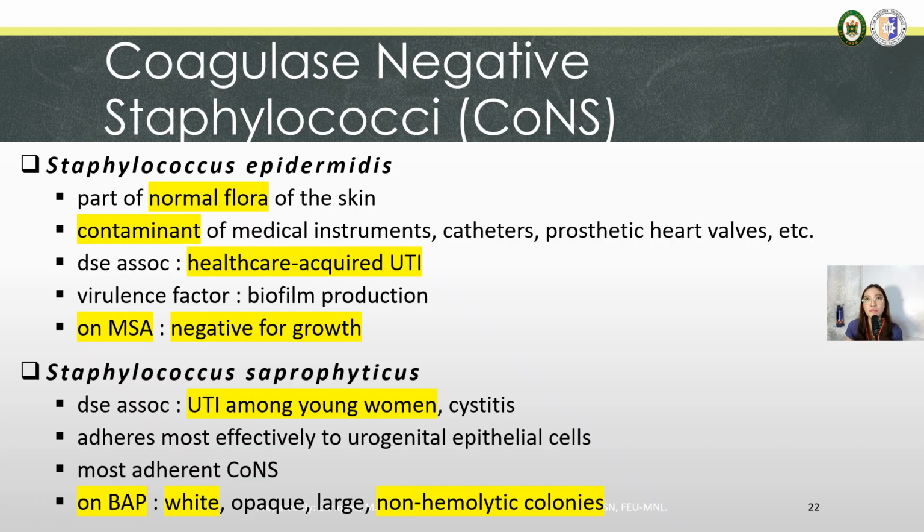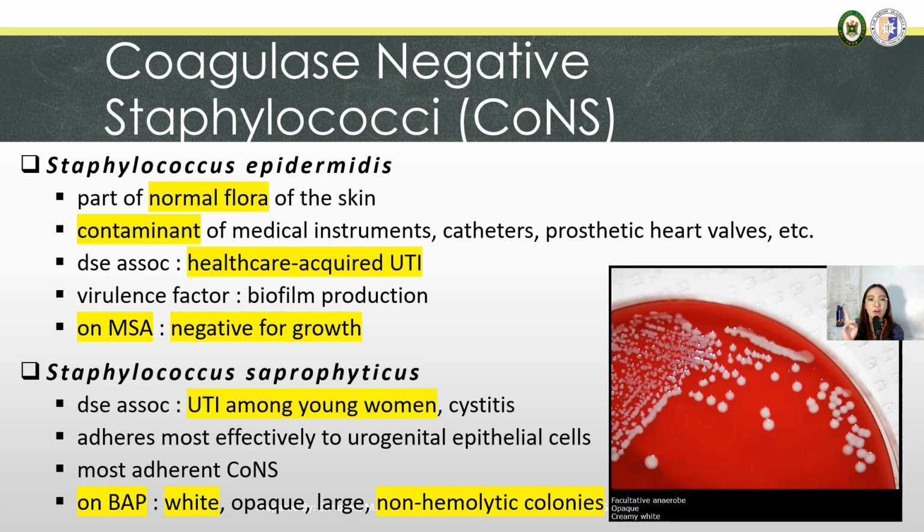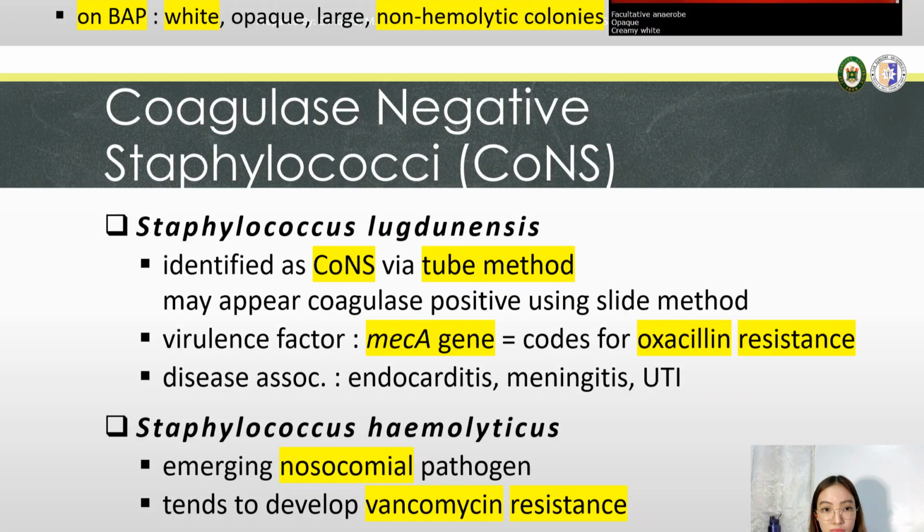Okay, so yun po, no, paano natin ma-differentiate naman yung Staph aureus versus Staph saprophyticus? Again, on BAP, Staph aureus is golden yellow colonies that are beta hemolytic. Pero kung Staph saprophyticus po yung na-isolate nyo, they are white and non-hemolytic.